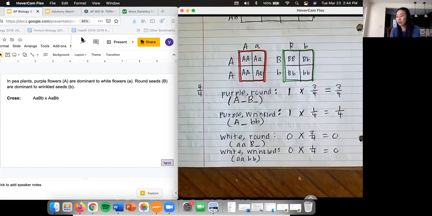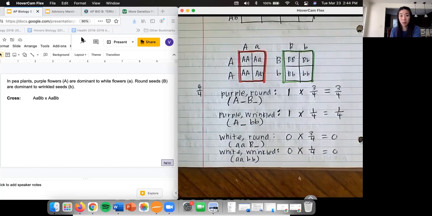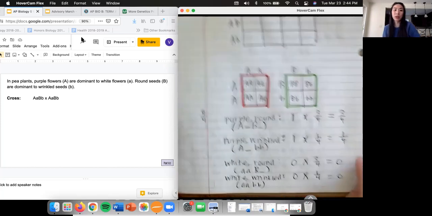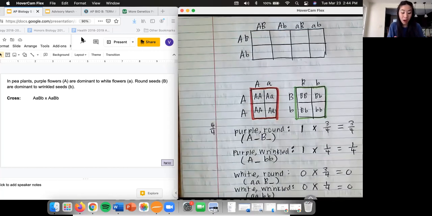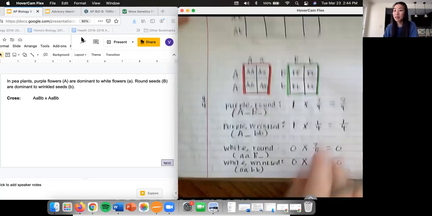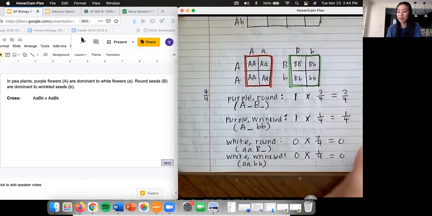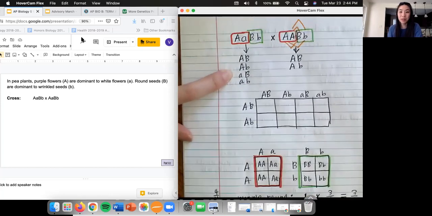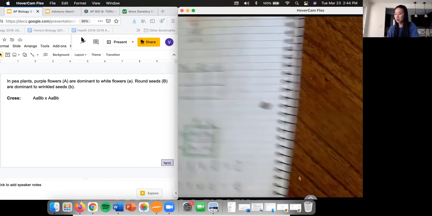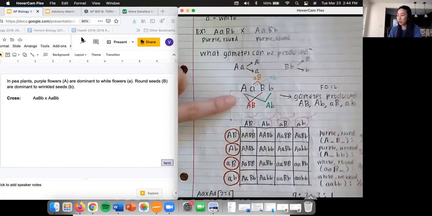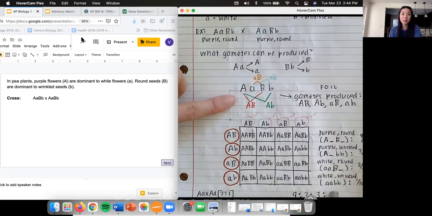I want you to try to do the problems on the worksheet. I will post the answer key and we'll go over it in class. On Thursday, I might give you a quiz on a dihybrid cross. What I would ask you is what gametes are produced, similar to how we did it here and also here, and then asking you to analyze the results.